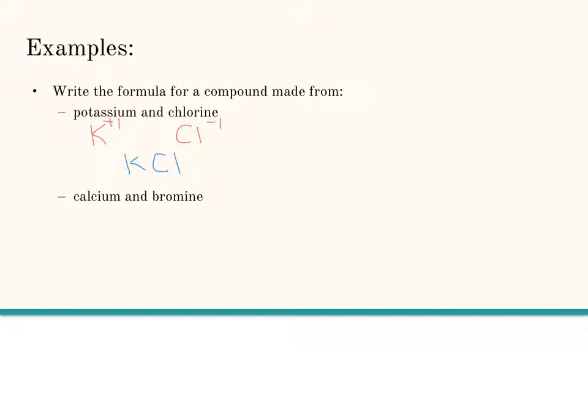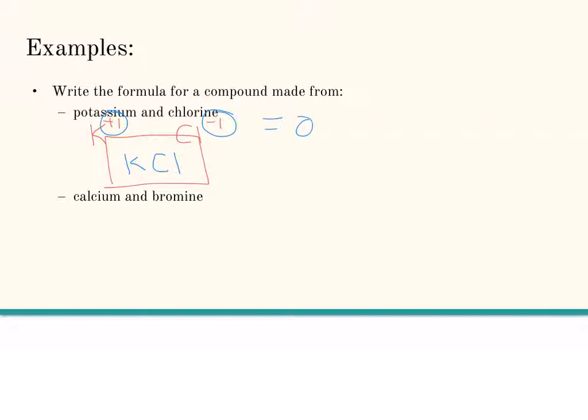When I combine these two, I should be able to see that potassium being +1 and chlorine being -1, if I add those charges together, the overall charge is 0. So if the overall charge equals 0, then I know I have a neutral compound. And so the chemical formula for the combination of potassium and chlorine is simply KCl.